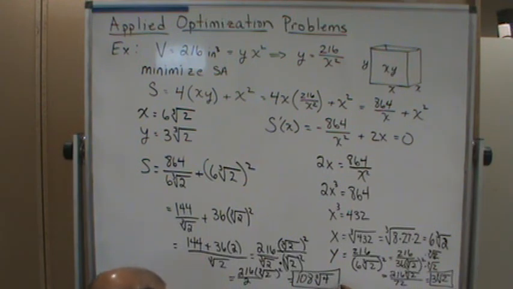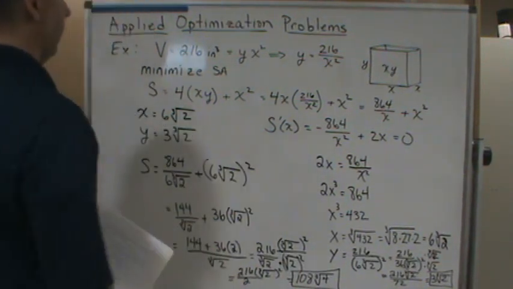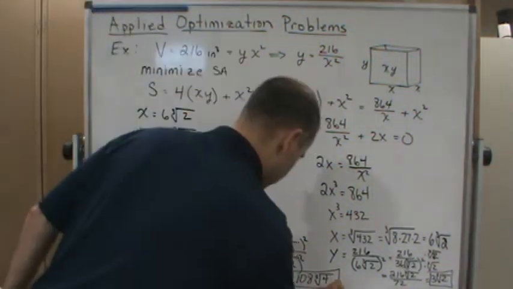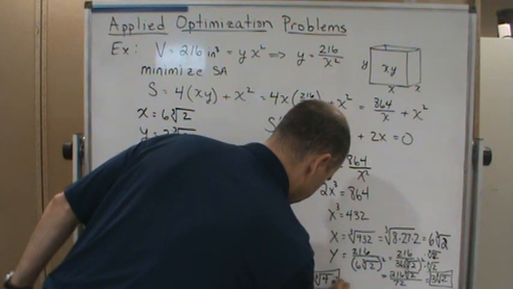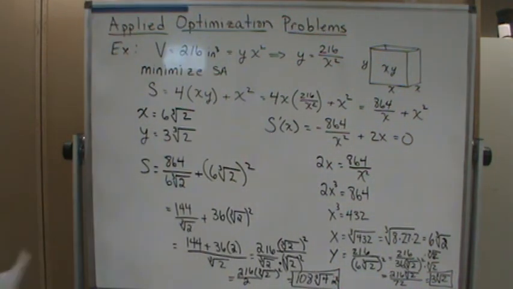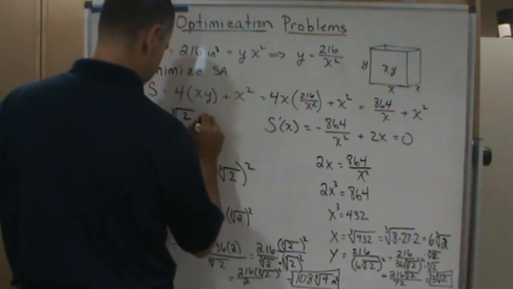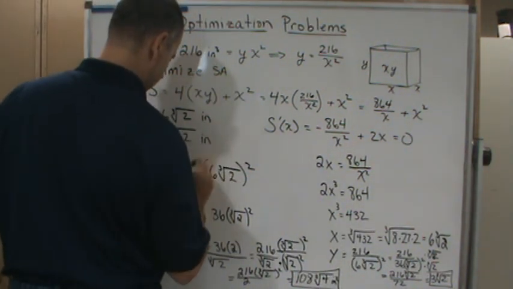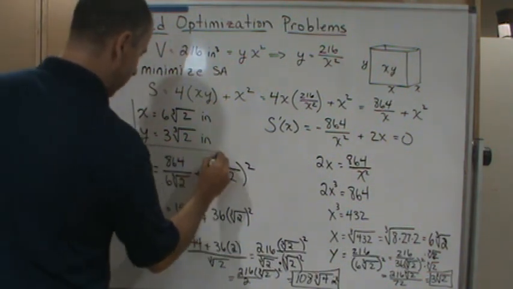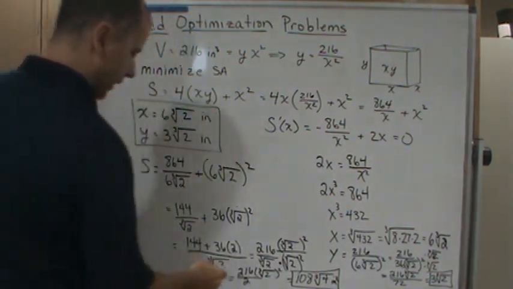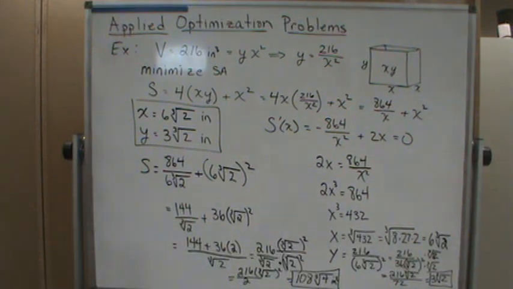So this would be square units. And since it's inches, we're going to do inches squared. So always remember to put your units in there. If units are given, units should be in your answer. And of course, these would also be inches as well. So here are the dimensions, and that's the surface area.